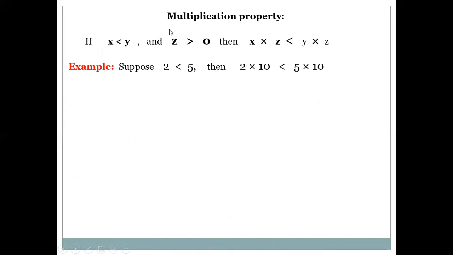Multiplication property in inequality. If x is less than y and z is greater than 0, that means if we multiply a number which is greater than 0, a positive number, on both sides, the condition given is x is less than y.